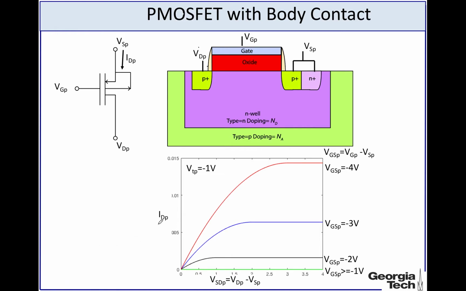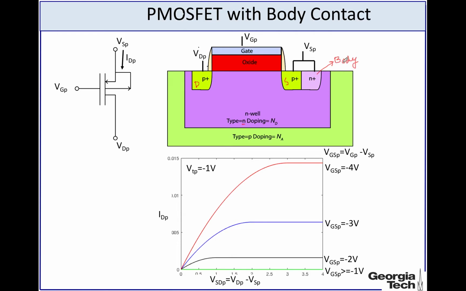Alright, so let's look at a P MOSFET with a body contact. So this is the schematic diagram of how a P MOSFET looks. The body is N-type, the drain is P-type, P plus type, and then we have the source, which is also P plus type, and next to the source we have this body contact for the P-type MOSFET.